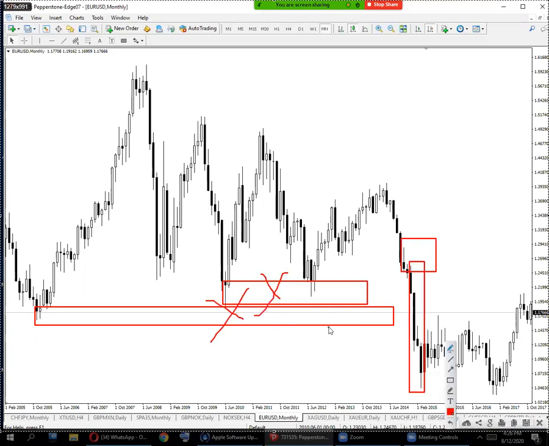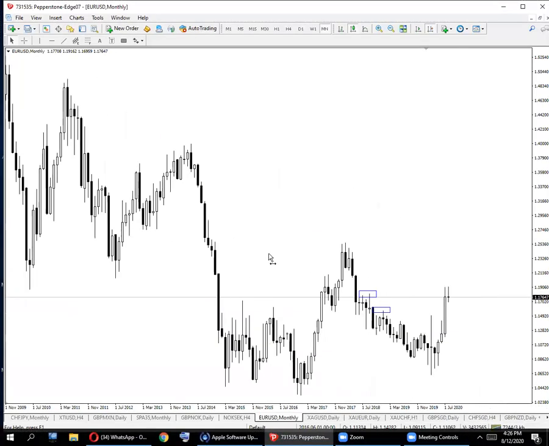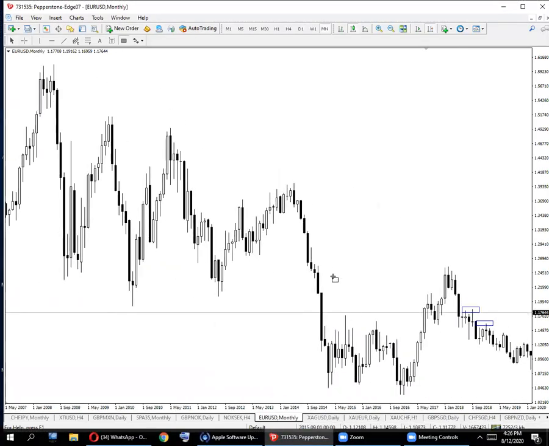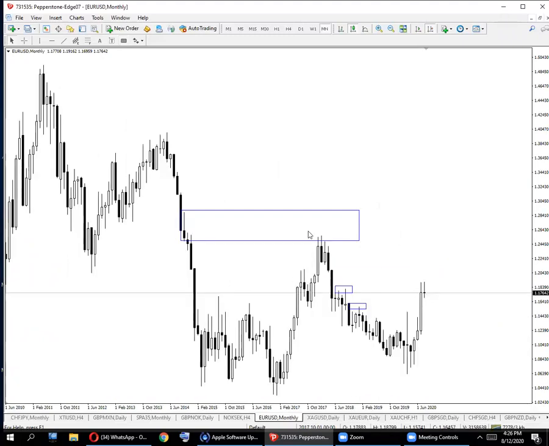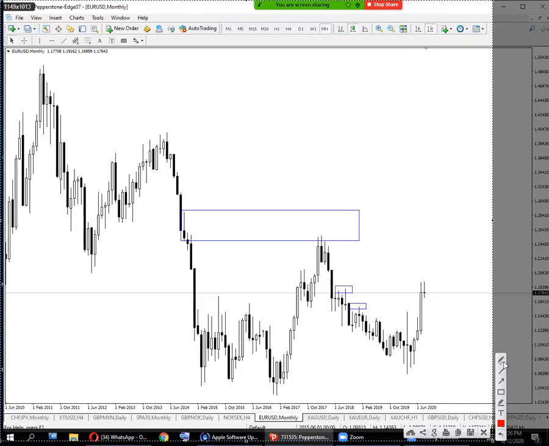So this is a PCP level, potential continuation pattern. That's why the market reversed back, retested this zone, triggered an entry, and then dropped. So the PCP level we use for the trade.